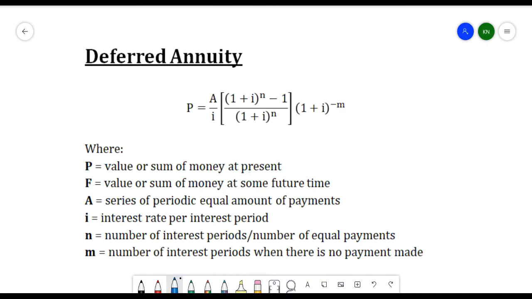P is the value or sum of money at present. F is the value or sum of money at some future time. A is the series of periodic equal amount of payments. I is the interest rate per interest period. N is the number of interest periods or number of equal payments. And M is the number of interest periods where there is no payment made. So that is our formula.